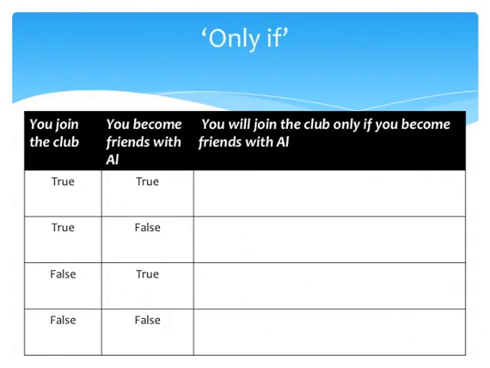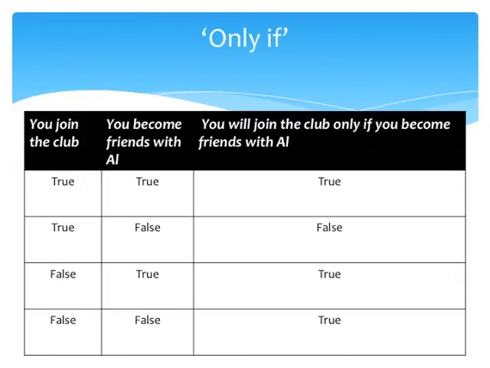In order to know how to symbolize a given expression in propositional logic, we use a truth table. We're going to do that with only if. An example of a sentence is, you will join the club only if you become friends with Al. The two components are the sentences, you join the club and you become friends with Al. Let's see what happens to the whole sentence depending on the truth values of the component sentences.